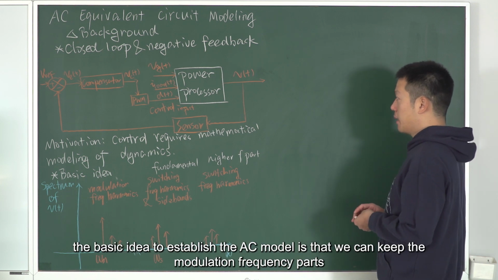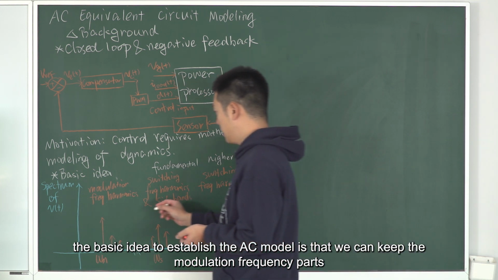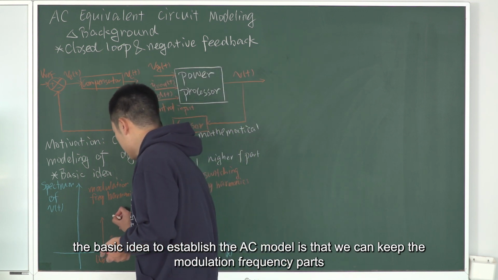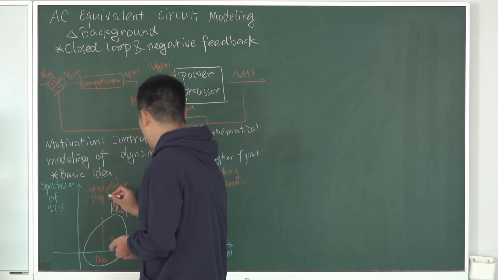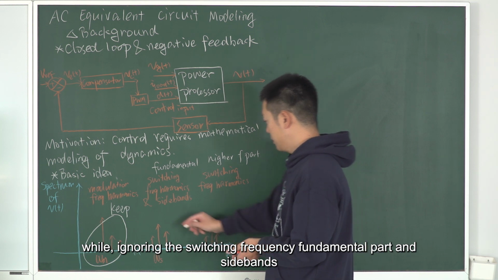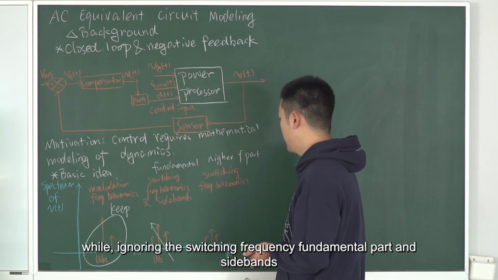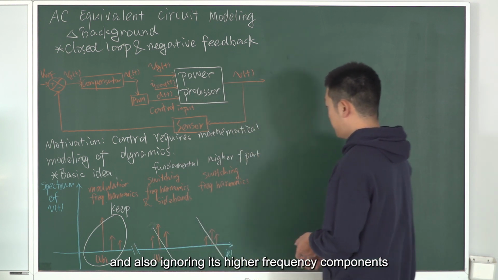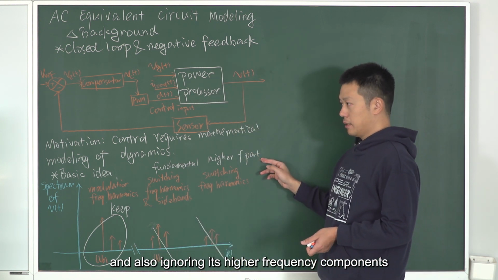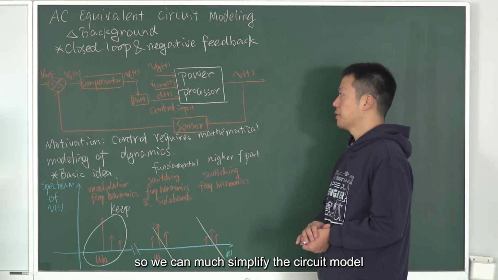So the basic idea to establish the AC model is that we keep the modulation frequency parts while ignoring the switching frequency fundamental part and sidebands, and also ignoring its higher frequency components. So we can much simplify the circuit model.